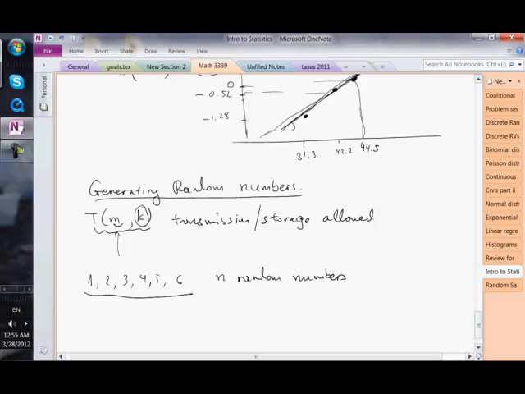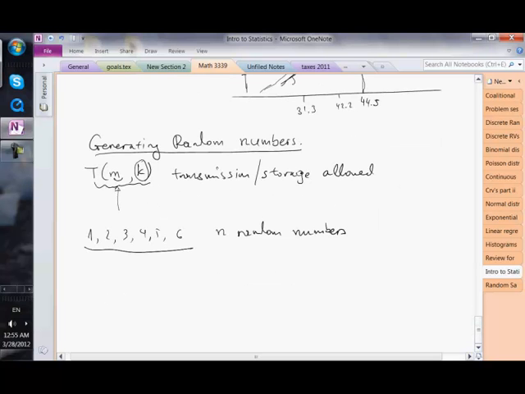You can devise other methods like drawing a raffle, but it's not good to say, well, I keep thinking of numbers and those numbers are random. That's not correct. You have to use some external device.